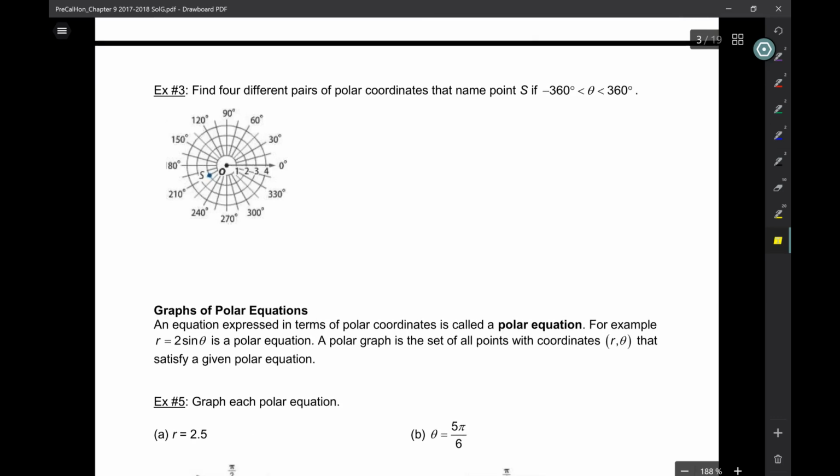Here's point S. Let's find 4 different pairs of coordinates that name the same point, but we want to make R remain between negative and positive 360. So what's the first point that we could come up with here? The more obvious one. 2 comma what? 210, right? This point, S. So radius of 2, and it's at 210. Okay?